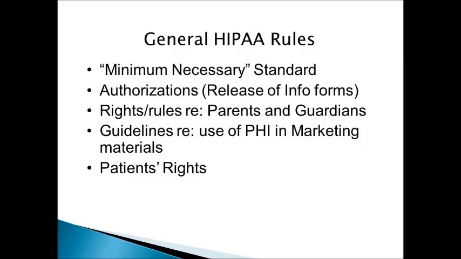General HIPAA rules. As a part of HIPAA, there are a variety of categories that we must attend to. The minimum necessary standard, which we will go into next, information about authorizations, the rights and rules regarding parents and guardians, guidelines for the use of protected health information and marketing materials, as well as patient rights.